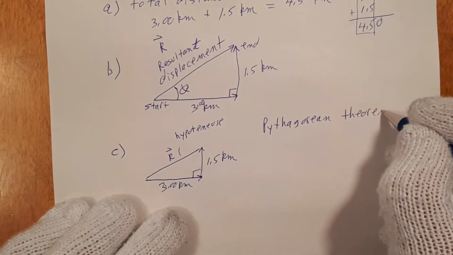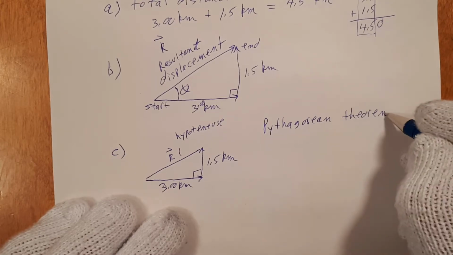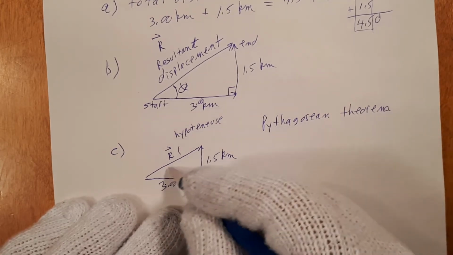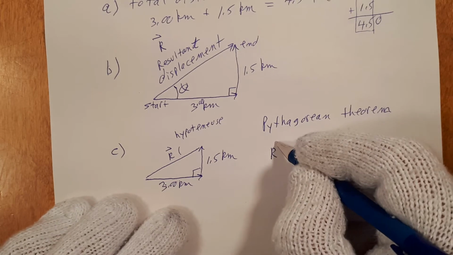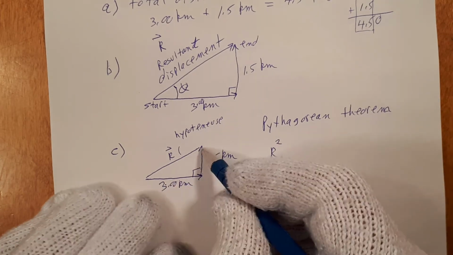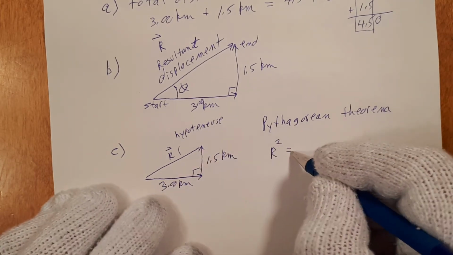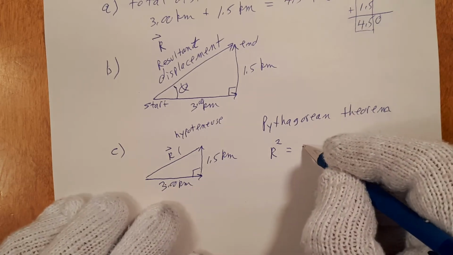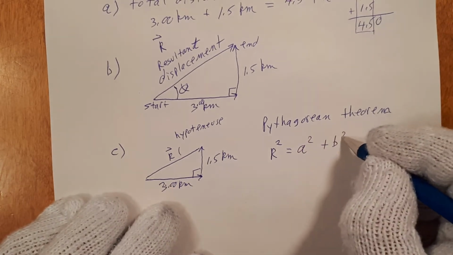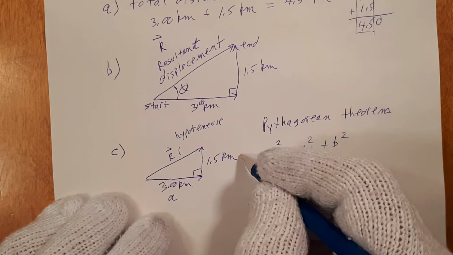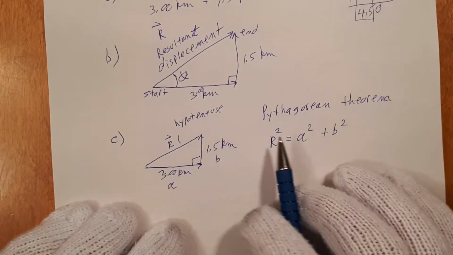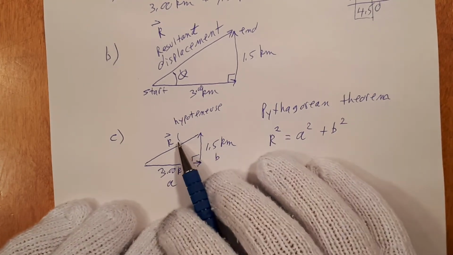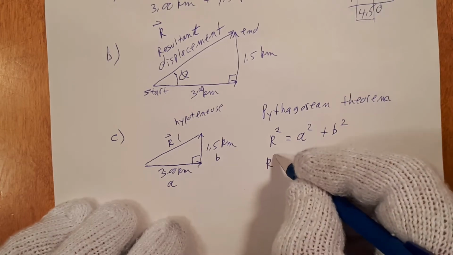Theorem for a right angle triangle. And that would be r squared. I'm going to call this r, the hypotenuse. R squared is equal to a squared plus b squared, if this is the length a and this is the length b. Putting in the actual numbers now for r squared, we don't know what r squared is. That's what we are looking for.